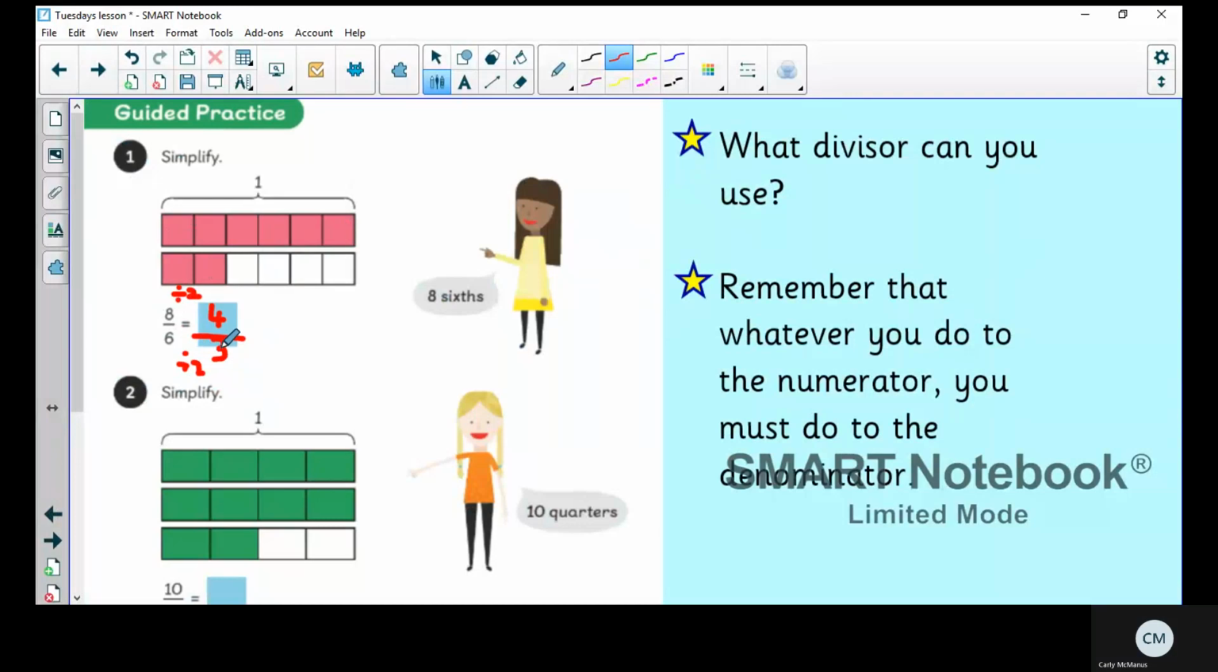Now, you could simplify that again if you wanted to. Could you put 1 into both? Yes, you could. Could you put 2 into both? No. Could you put 3 into both? No. So you know that's the simplest form. And here's a picture just to show you what it looks like.